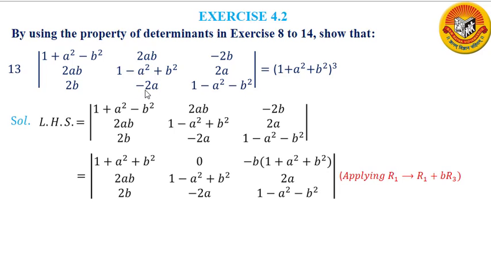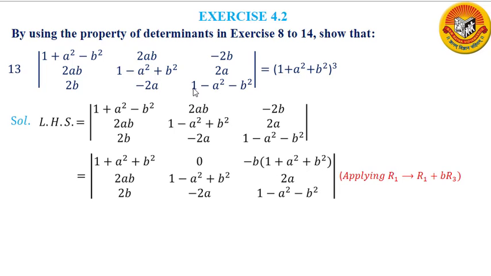This will become minus 2ab and this will become b, the whole thing in bracket, that is 1 minus a square minus b square. Now on R1 I am adding, so after adding, in the first row I am getting 1 plus a square plus b square, here I am getting 0, and here I will take minus b common, so inside I will get 1 plus a square plus b square.